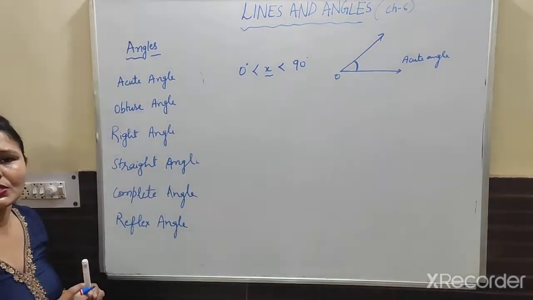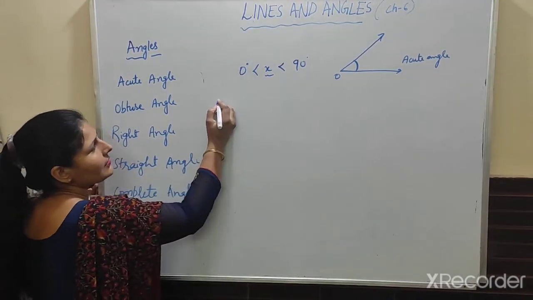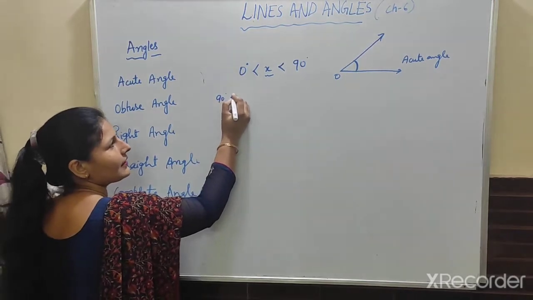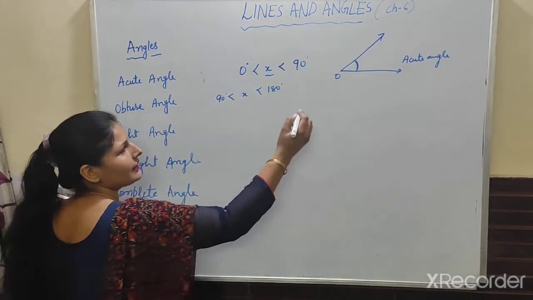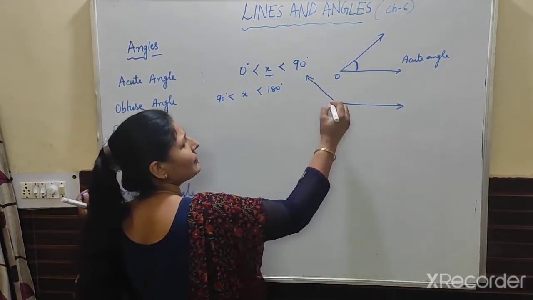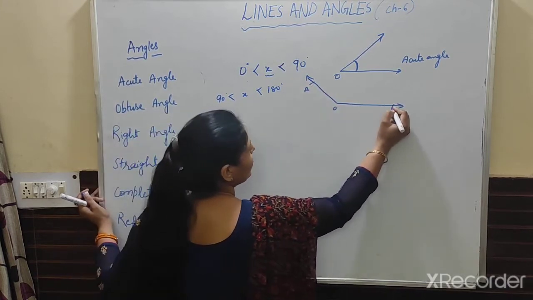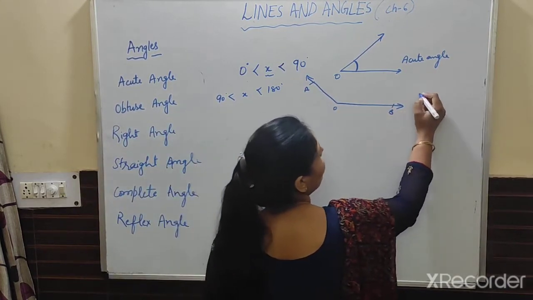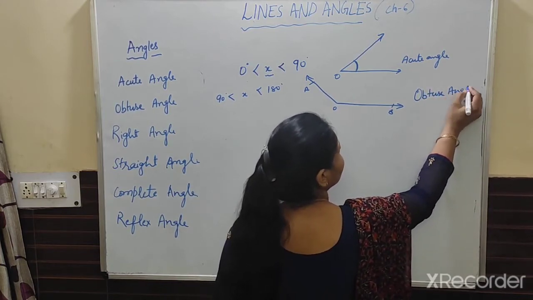Next, obtuse angle. Obtuse angles are those angles whose measure is greater than 90 and less than 180 degrees. For example, like this, 115, 150, okay? Or angle AOB. These are called obtuse angles.